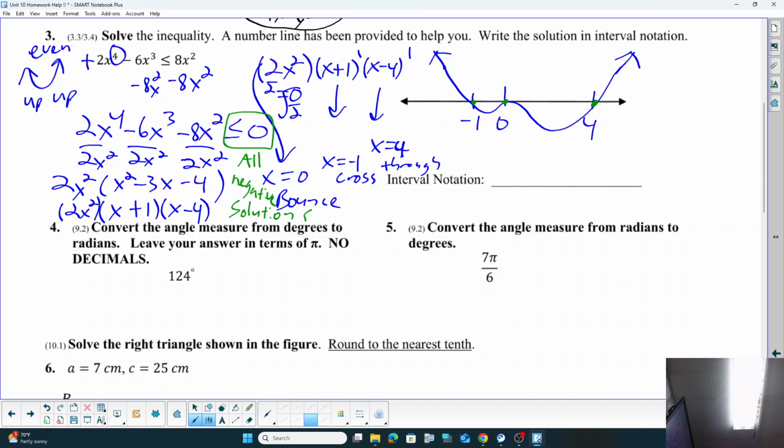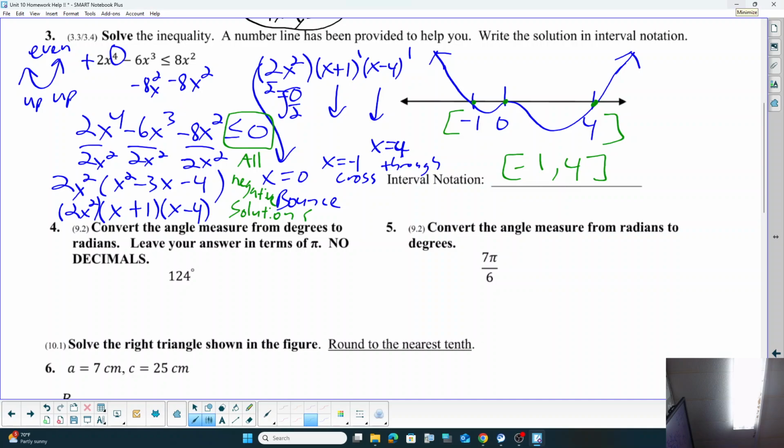So we can do brackets. So we're less than from -1 to 0. And then from 0 to 4, because it's less than or equal to, we can include 0 and 4. So we should be -1 to 4 as our solutions, all negative solutions. Let's double check. Yep, we got it.